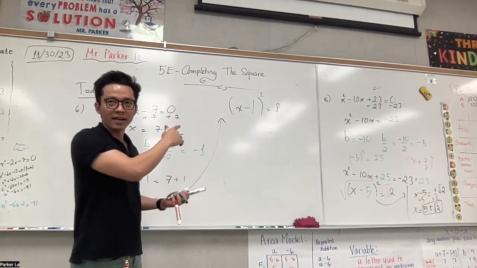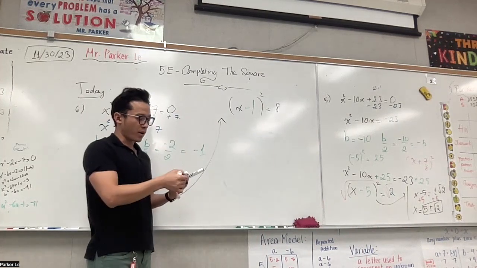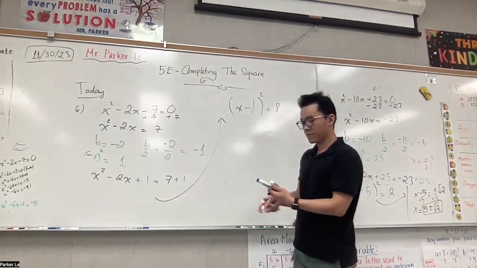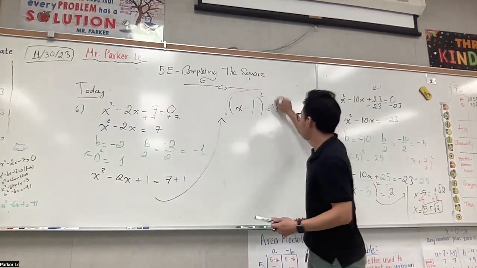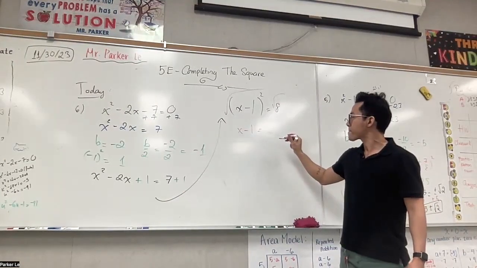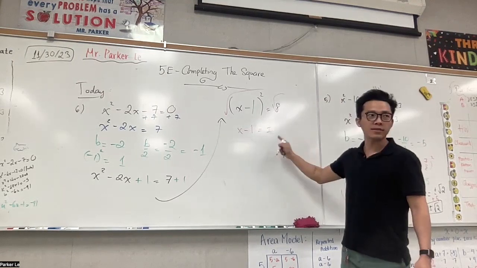Now you know how to do this one. One more for learning. Who can help me walk through it? Okay, Kevin. Square root both sides, very good. So what do you have? x minus 1 equals plus or minus. Always, remember always.